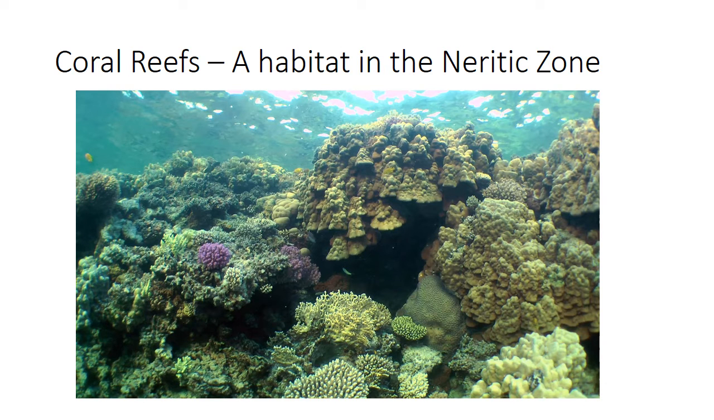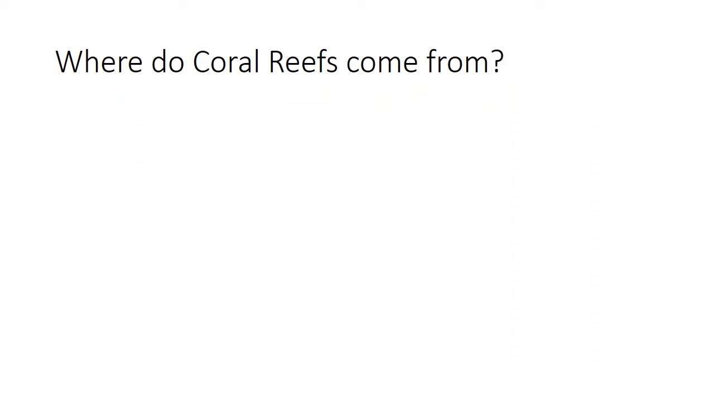So now we're going to talk about a special habitat in the neritic zone. You guys will remember that a habitat is a place an organism lives. Thousands or millions of organisms live on coral reefs. They are very, very diverse. What is coral, though? And where do coral reefs come from?